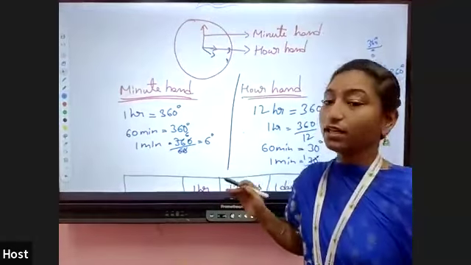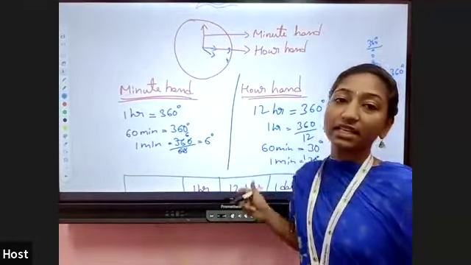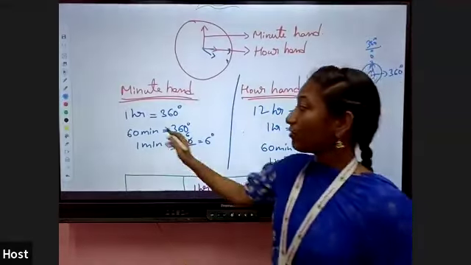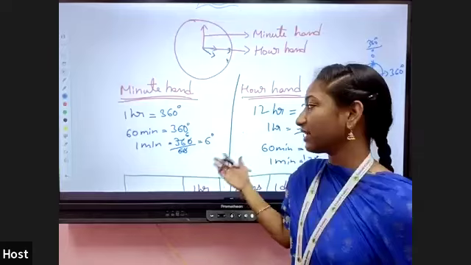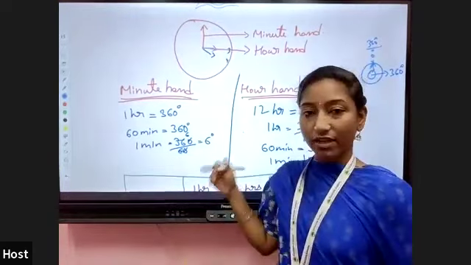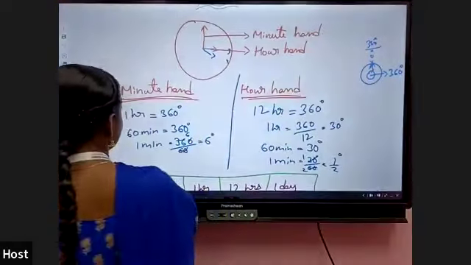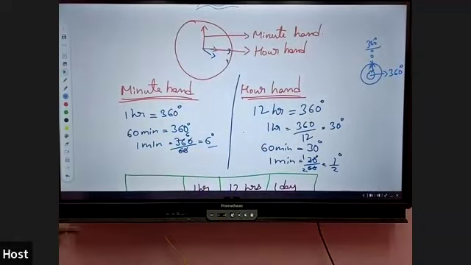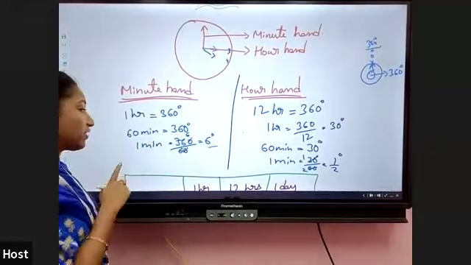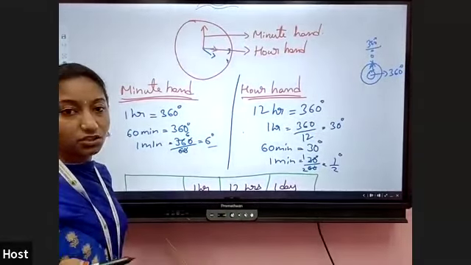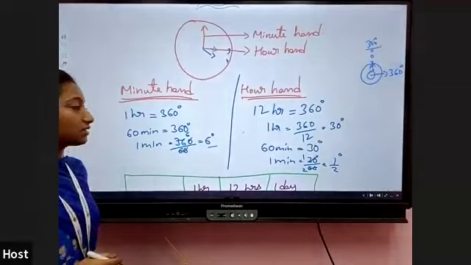So for the minute hand, to travel 1 hour, it will take 360 degrees. 1 hour means 60 minutes. To travel 60 minutes, it will take 360 degrees. To travel 1 minute, 360 by 60, it takes 6 degrees. For the minute hand, for 1 hour, it will take 360 degrees, and for 1 minute, it will take 6 degrees.